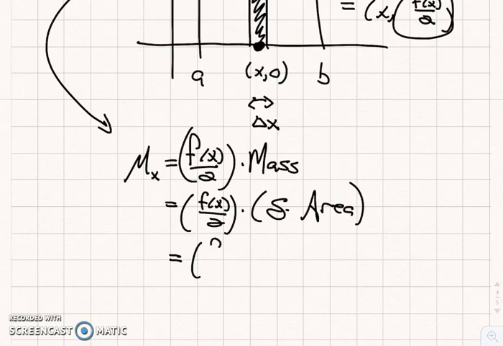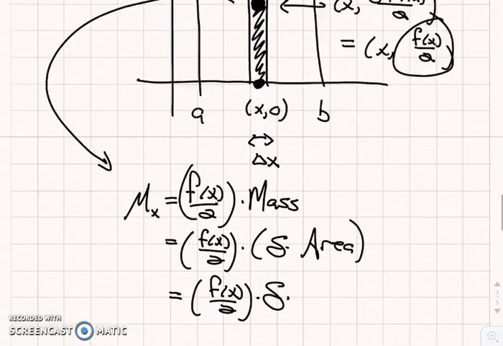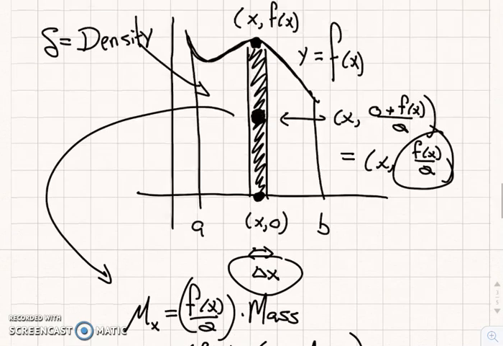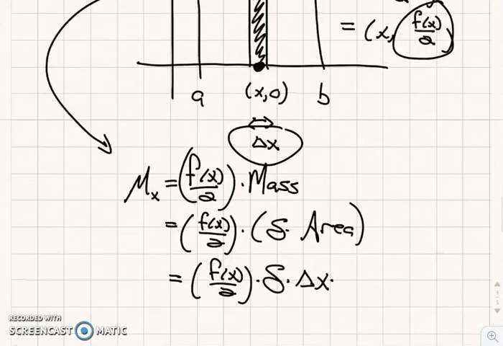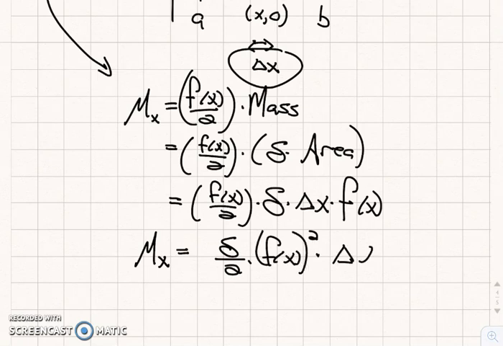And, well, here's again the y coordinate. The density, the area of this plate is just the width times the height. The width, as we know, is delta x, and the height is just the value of the function up here, this y coordinate, f of x. So the total moment of this vertical strip, the x moment, is, if I rearrange these terms a little bit, delta over 2 times f of x squared times delta x.